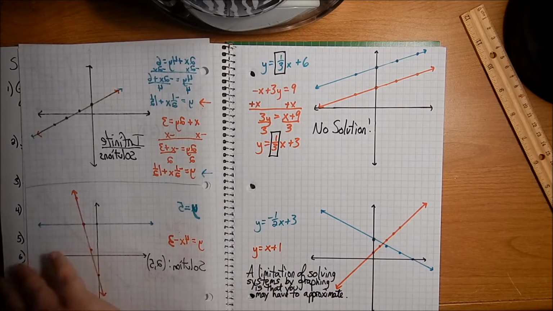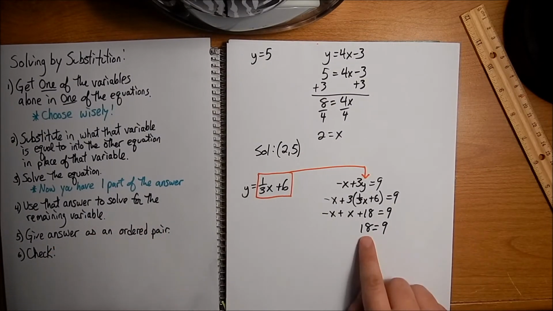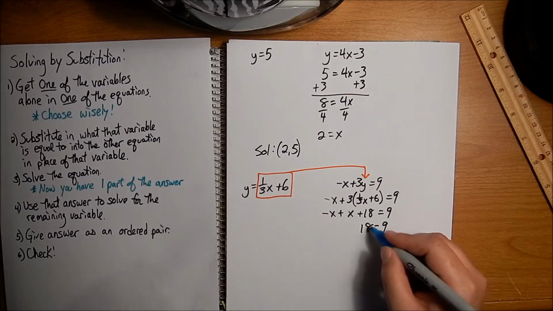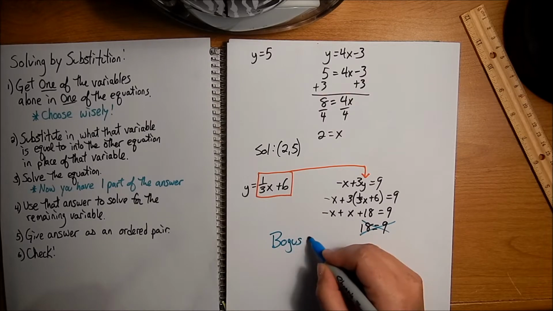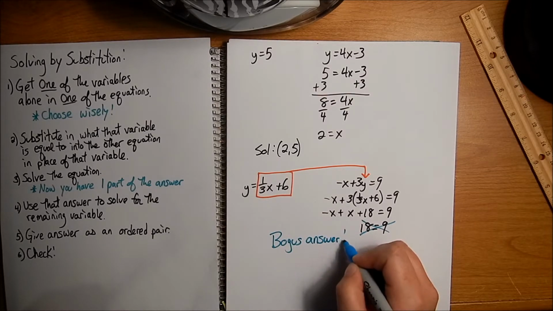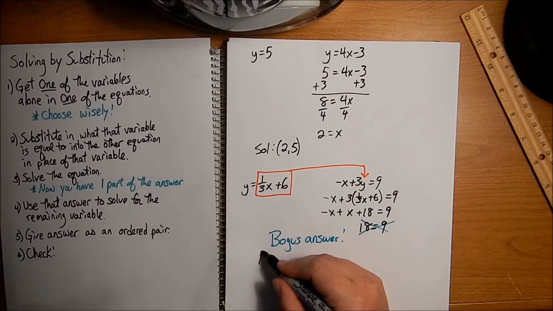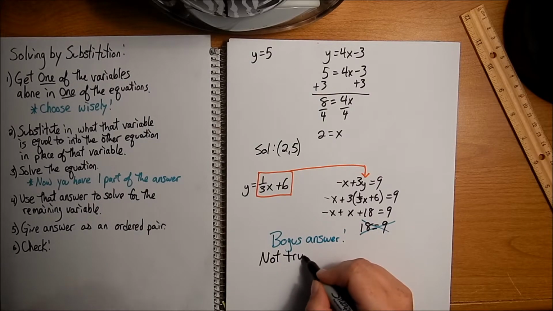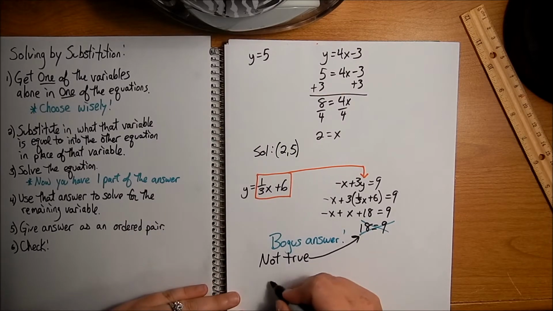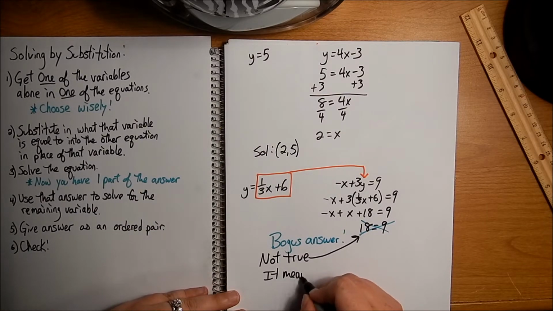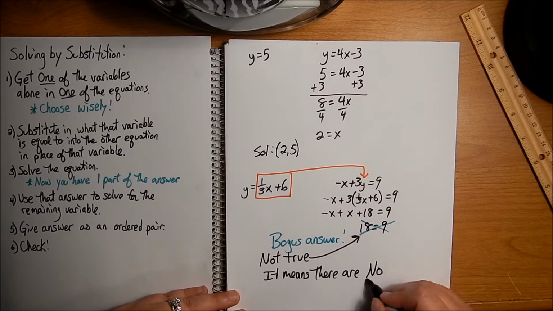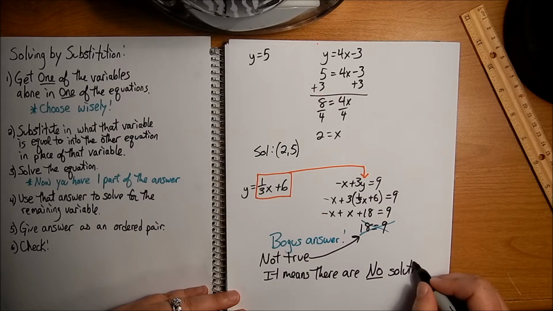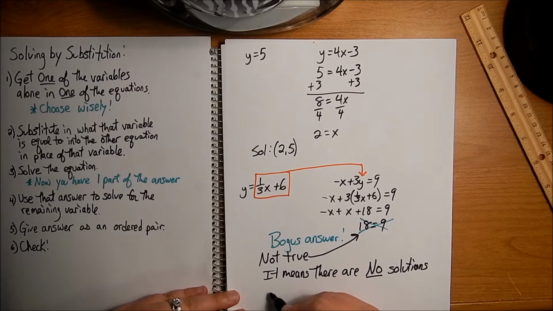So what that means in terms of when you go to solve it algebraically, you get what I call a bogus answer, because 18 is not equal to 9. They're not equal. That's not true. So when you get something that is not true, it means there are no solutions, because the lines are parallel.